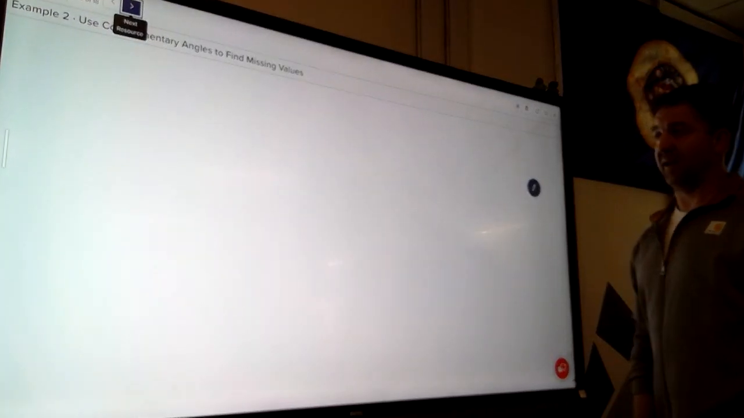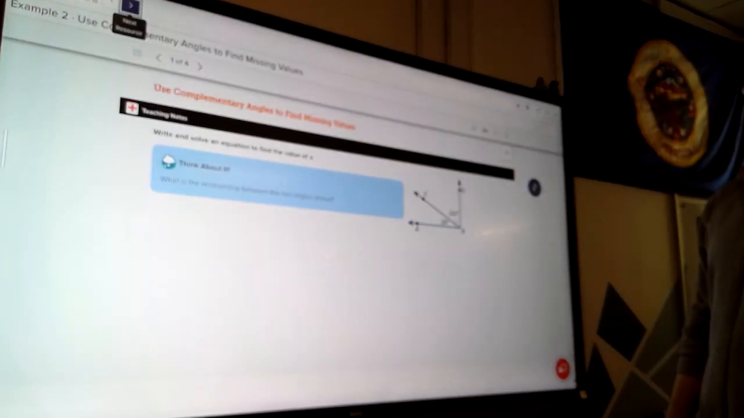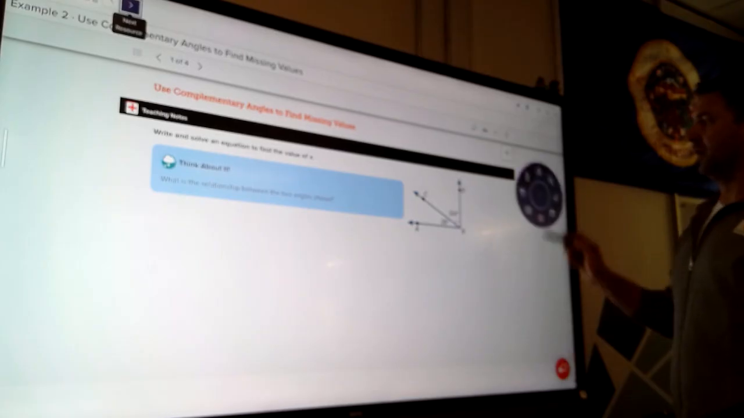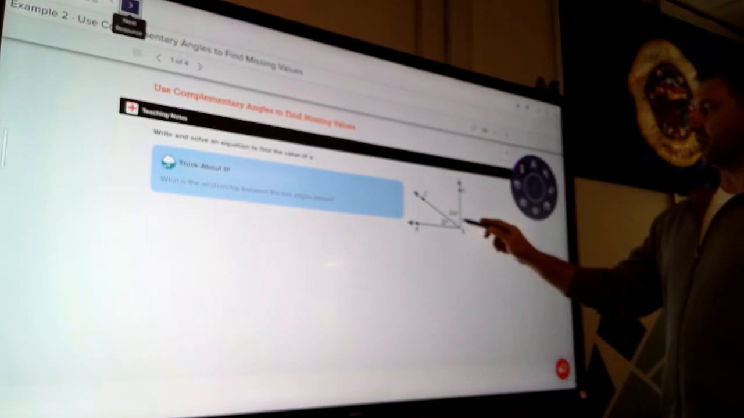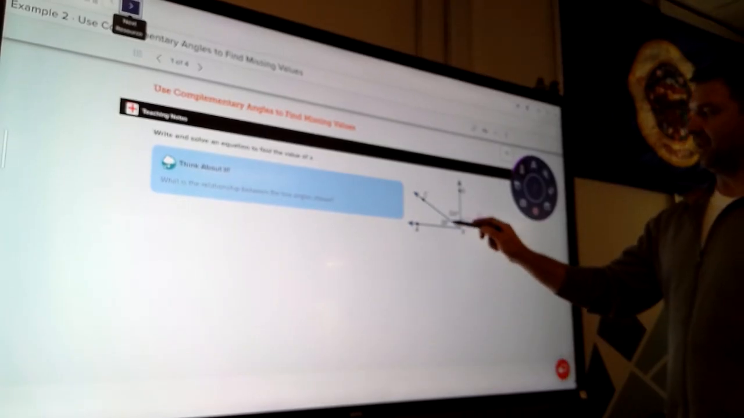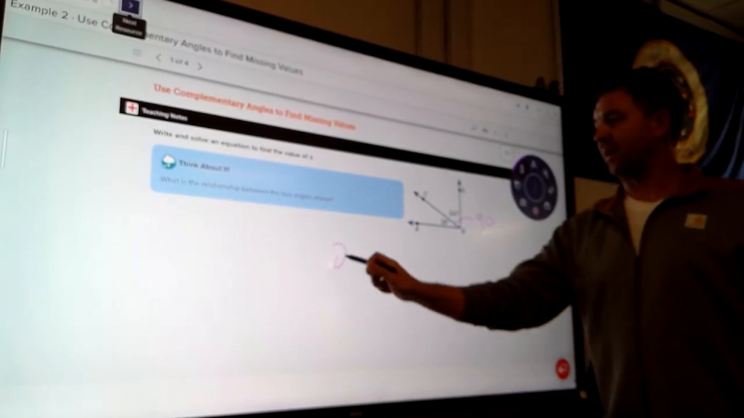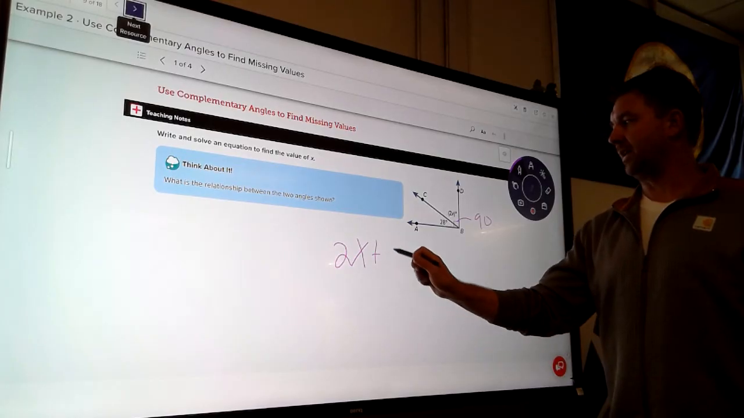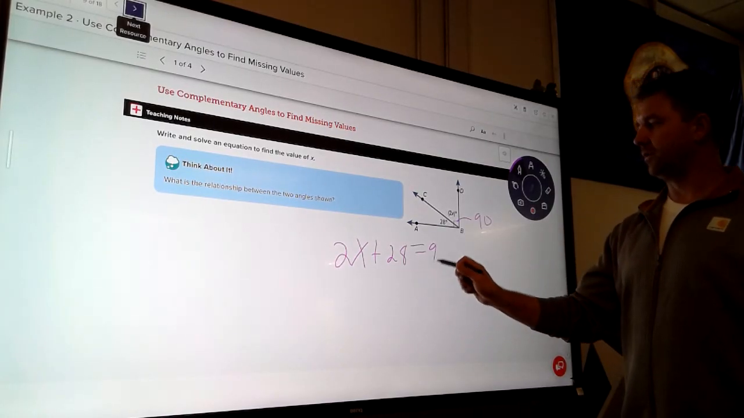And I'm getting close on my 15-minute time limit for letting them record, so I might stop this one and start a new one. But these two are showing me this little purple thing right here, which means that's 90 degrees. So it's telling me that these two have to add up to 90. So I'll set that up. 2x plus 28 is equal to 90.